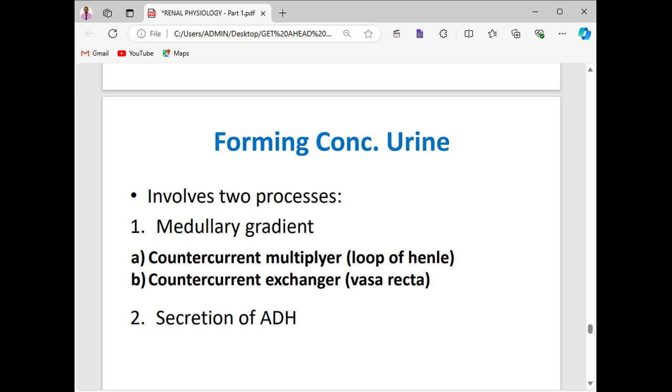So when we are forming concentrated urine, antidiuretic hormone stimulates water reabsorption in the collecting duct. Number one, water moves from the tubular lumen to the hyperosmotic interstitium, then urine concentration increases. Okay. So in summary, the countercurrent multiplier and the countercurrent exchange work together in order to establish and maintain the medullary gradient, which enables the formation of concentrated urine.